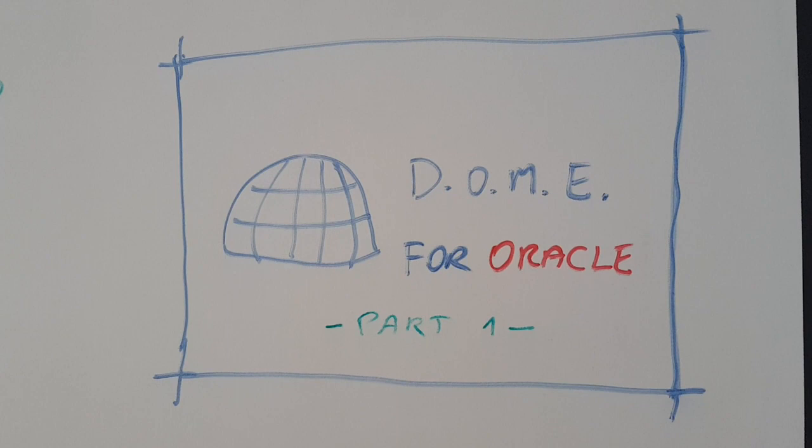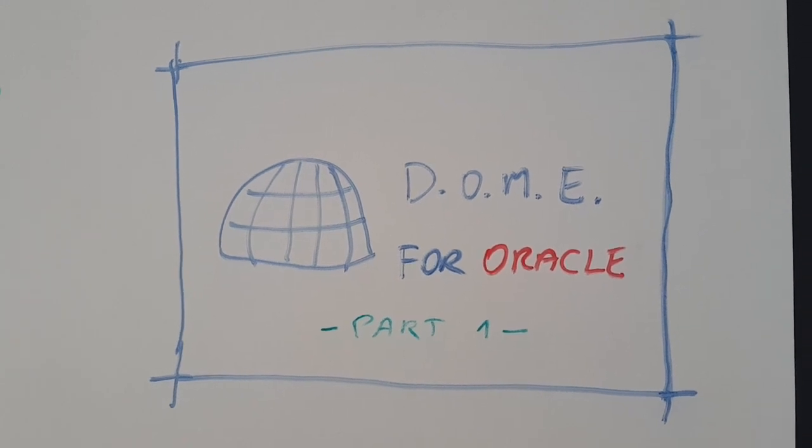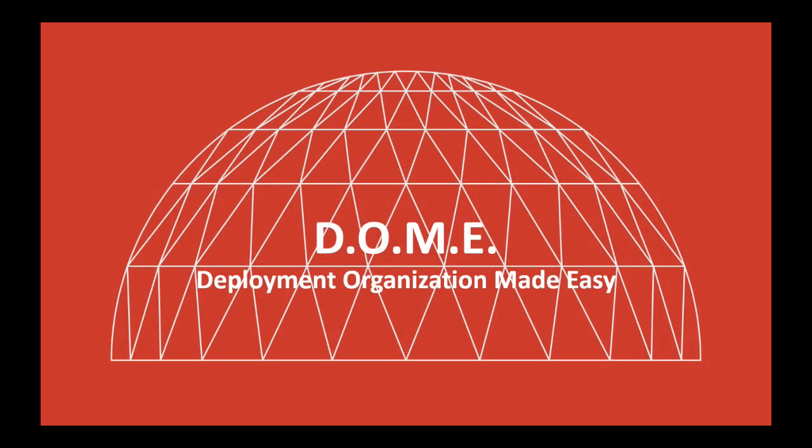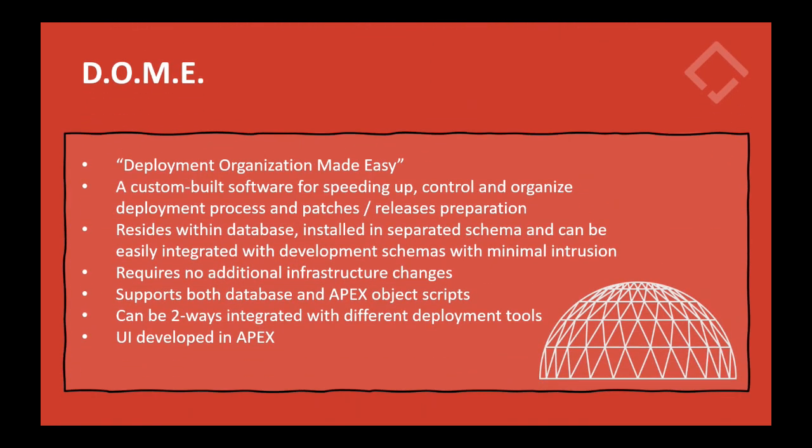D.O.M.E for Oracle, Part 1. Introduction. So, the D.O.M.E for Oracle. As its name says, it is shortened of Deployment Organization Made Easy. This is a custom-built software. It is meant for development teams which are developing in an Oracle database and optional in Oracle Apex. And it helps them to speed up, control and organize their deployment processes and patches and releases script preparation.